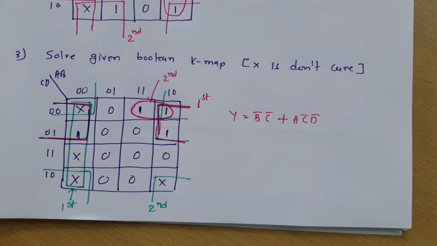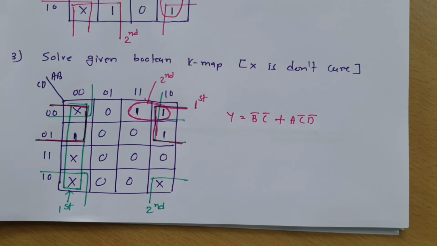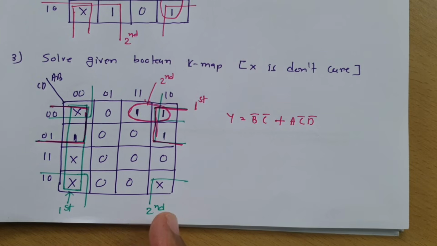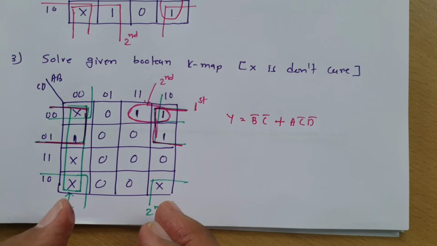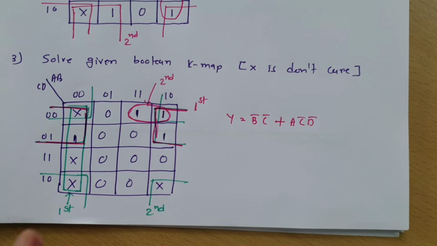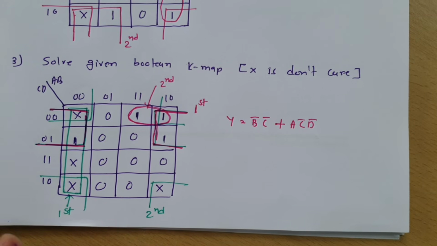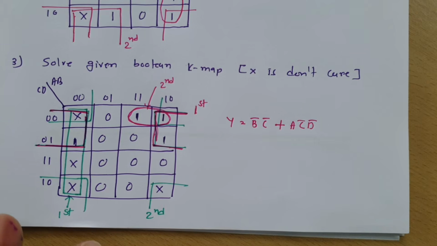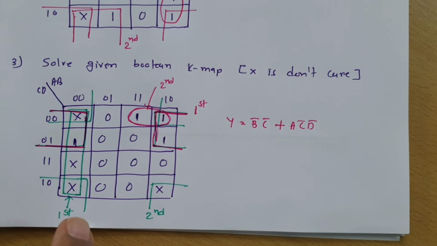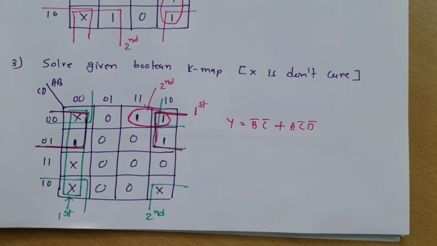Sometimes you will be finding this type of tricky questions, where as earlier I have shown by green color, it was covering more groups, but as per the basic rules we need to have as few groups as possible so that we can have a proper Boolean equation, right? So this is all about K-map examples based on don't care condition.